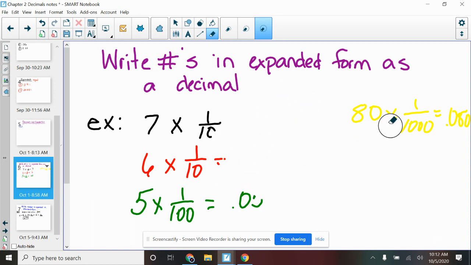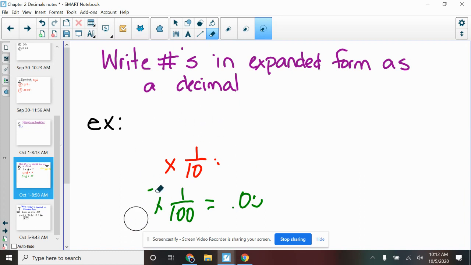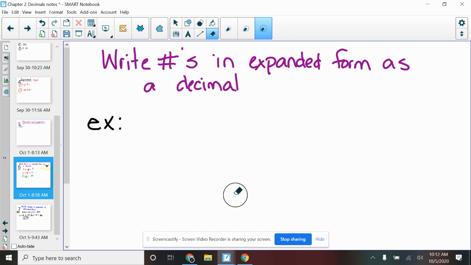All right. So the first thing that we're going to do is learn how to do what we left off learning how to do, which was how to write numbers in expanded form as a decimal. Okay. So what do you need, honey?